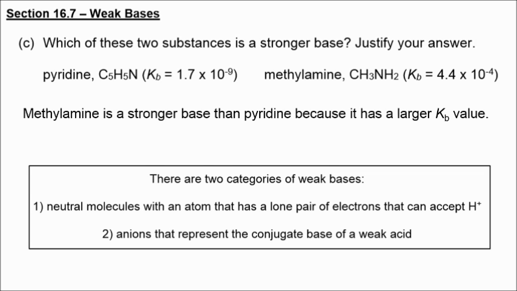There are two categories of weak bases. We have neutral molecules like ammonia with an atom that has a lone pair of electrons that can accept H+. And then we have anions like carbonate that can represent the conjugate base of a weak acid.